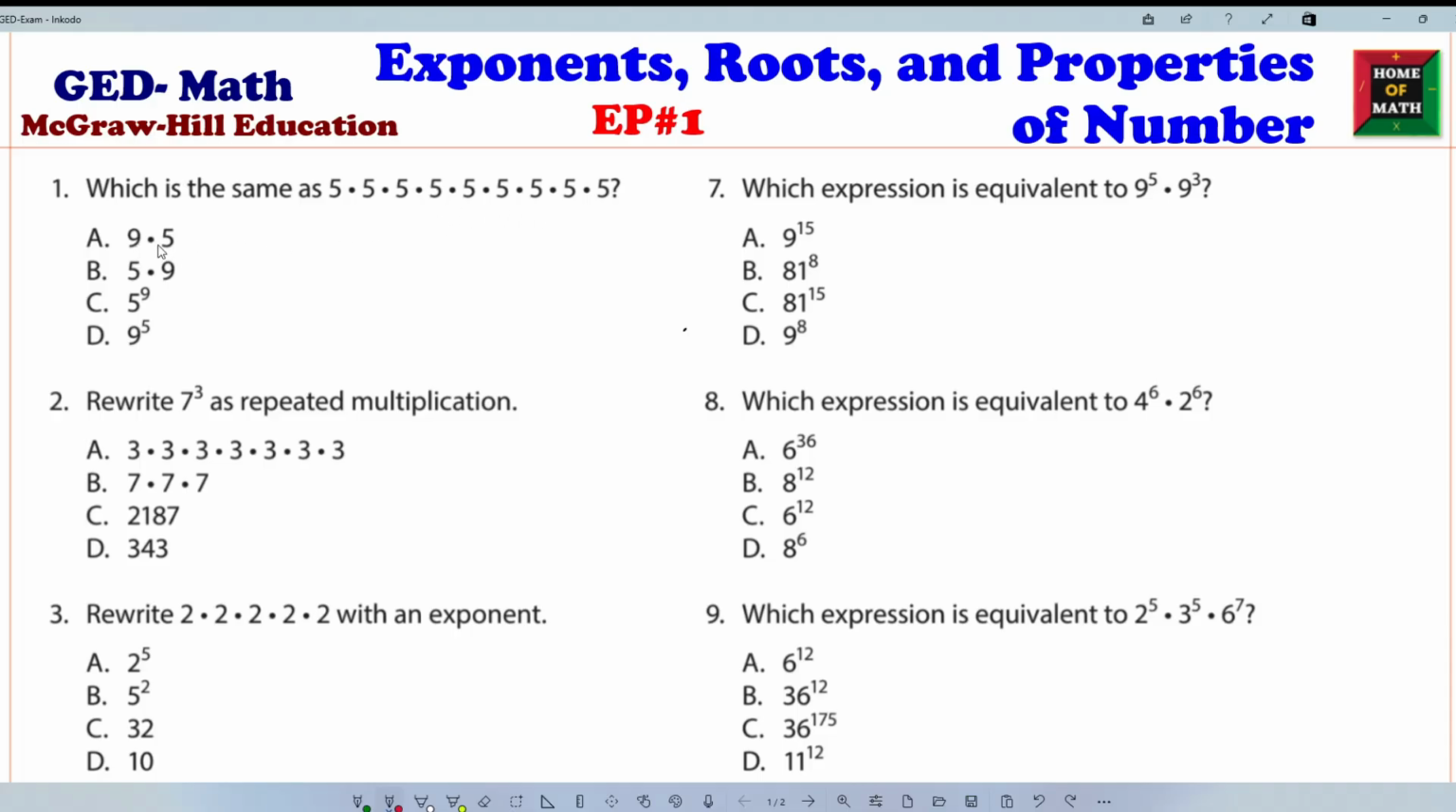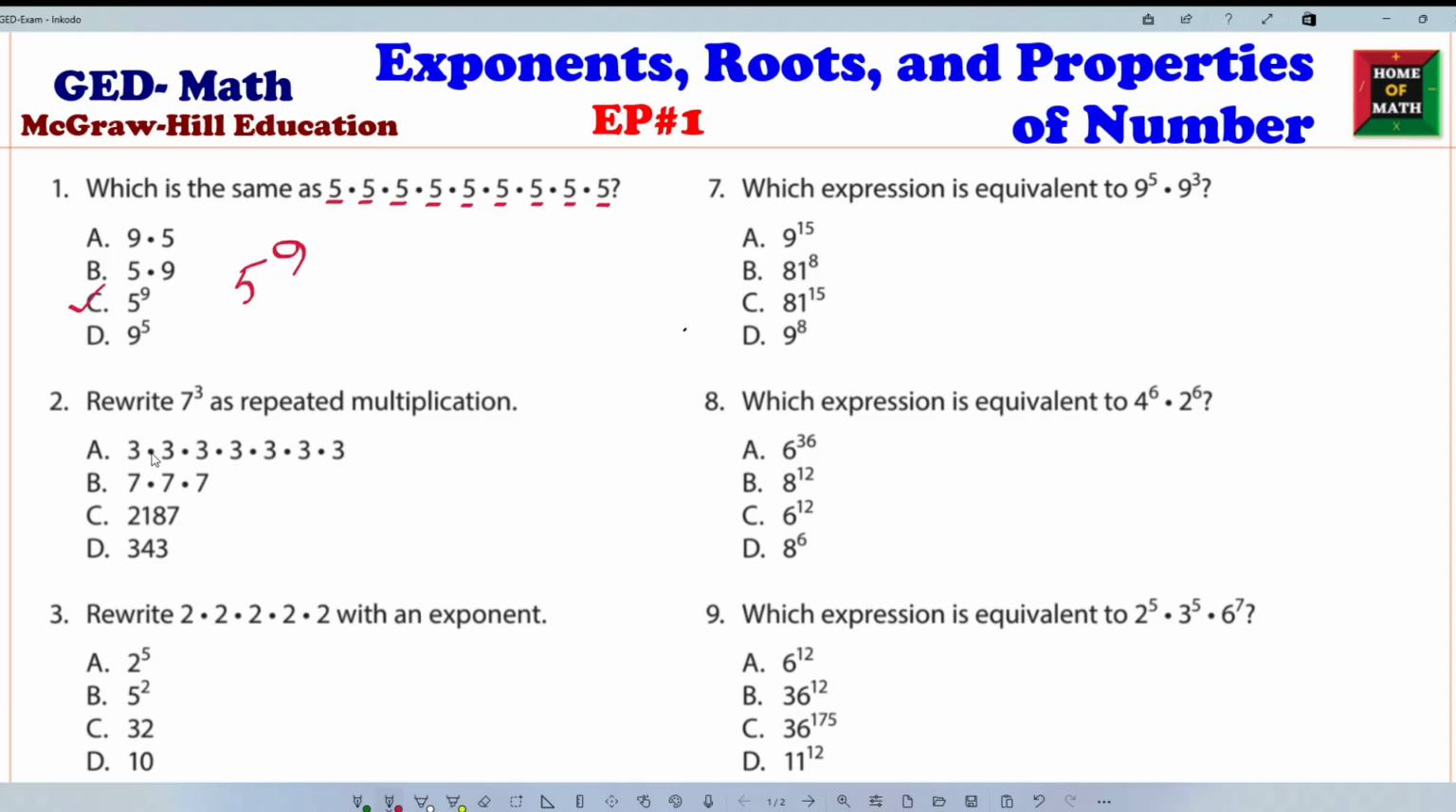Look, here we have 5 to the power 9 and 9 to the power 5. We know the number of factors is the power. So look, here is 1, 2, 3, 4, 5, 6, 7, 8, 9. So here are 9 factors and this is the power. So the base is 5 and the power is 9 because there are 9 factors. So our answer is C, 5 to the power 9.